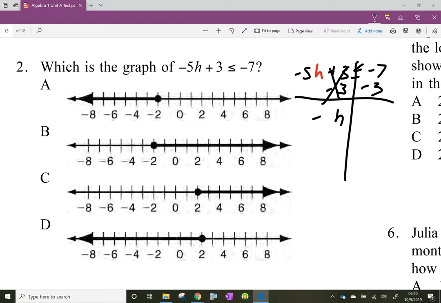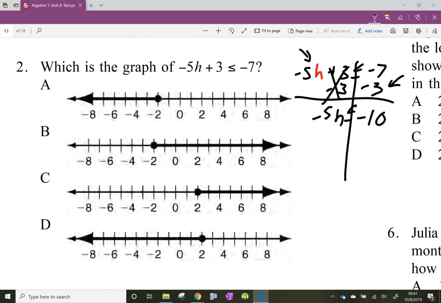You just have to make sure that you do minus 3 on the other side of the inequality sign as well, because if you do it to the left side, you have to do it to the right side just to keep the inequality in balance. Okay. Now negative 7 minus 3 is going to make this number negative 10.